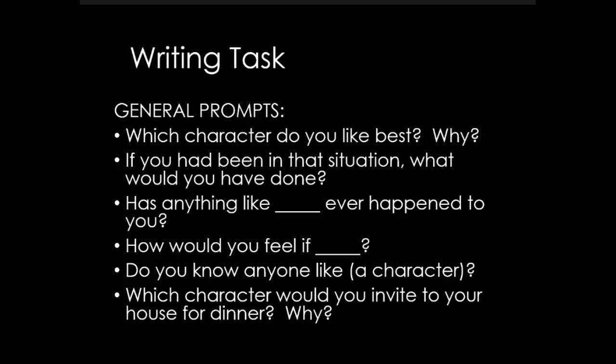Give yourself time. Which character do you like best? Why? Open your journal. If you'd been in this situation, what would you have done? If you'd lost your pants, or the various things that happen in these, what would you have done? When Jem loses his pants or whatever. Anyway, has anything like blank ever happened to you? How would you feel if? Do you know anyone like? Which would you invite to your house for dinner and why? These are all simple general prompts that can take a few minutes while you get stuff done, and then they can talk about it with a partner and then share out. And your job is to then probe them to get them to think critically about the answers that they gave.